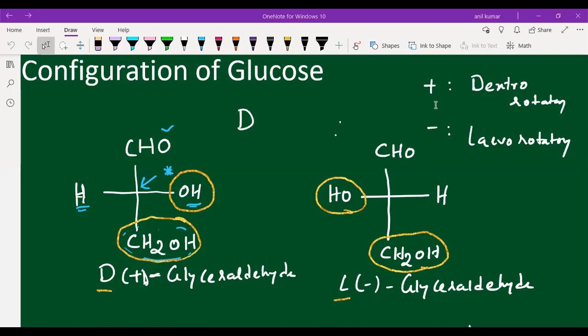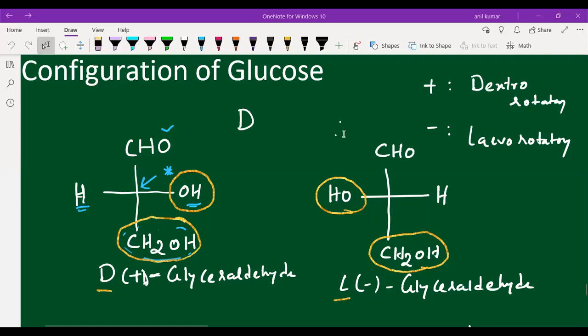So what is meant by enantiomers, students? Enantiomers are non-superimposable mirror images. Non-superimposable mirror images, that we call enantiomers. You will learn more about enantiomers. So here, these two are non-superimposable mirror images.